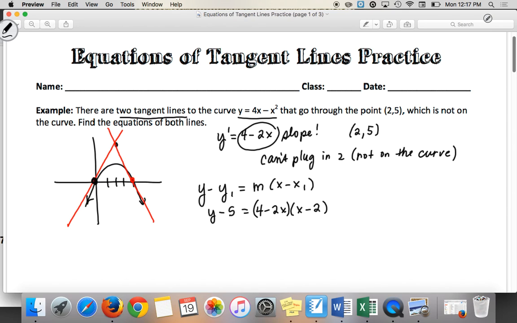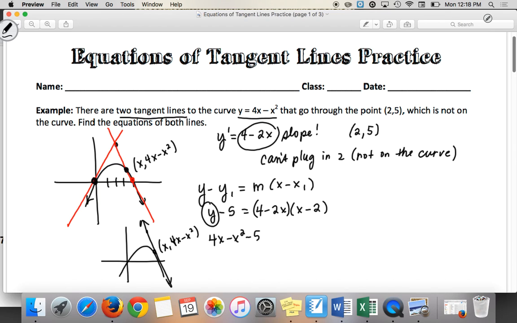Right now we have an equation with x and y. How do we solve this? We don't know what these points are that it's tangent to. I mean, it could be right there. We don't know where it is. But we do know that it's on this curve, so it's going to be in the form (x, y). But what's y? 4x minus x squared. I drew it so it looks like 0. I don't know where it is. So maybe I should draw it a little bit more exaggerated. Maybe it's right here, and here's (2, 5). It could be tangent right there. We don't know. So (x, 4x minus x squared). That's what we're going to plug in for y. So we're going to have 4x minus x squared minus 5 equals (4 minus 2x) times (x minus 2). And you know how to solve something like this.